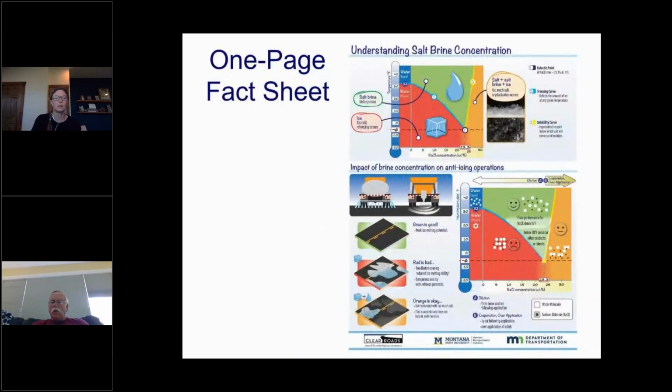So as you can see here, it's a screenshot of the one-page fact sheet. It's in PDF form on the website and you can access it. And you can see here that the top of the form really just explains what a phase diagram is and what the different parts of it mean, whereas the bottom half describes what this means in terms of winter maintenance operations and how this can inform you when you use road salts.